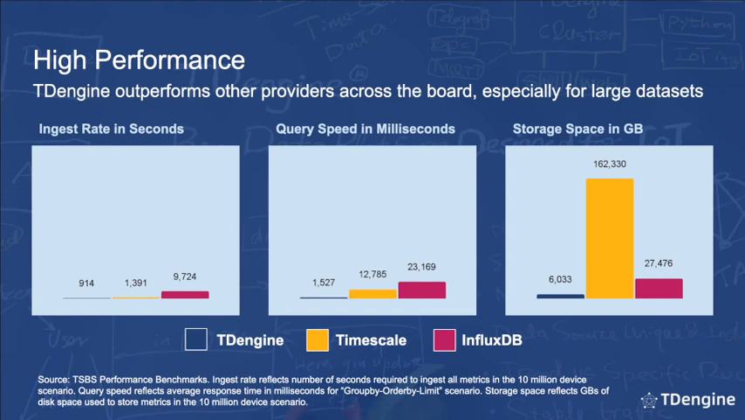Also in data compression, we are significantly better than some of our competitors compared to Timescale. You can see there, what is that? Like 20 times, yeah, or even more than that, 25, 30 times better compression. So we're going to take up less disk space to compress the same data. We also have a lossless compression algorithm. So when we compress data, we're not dropping or eliminating data, just compressing all of your raw data.